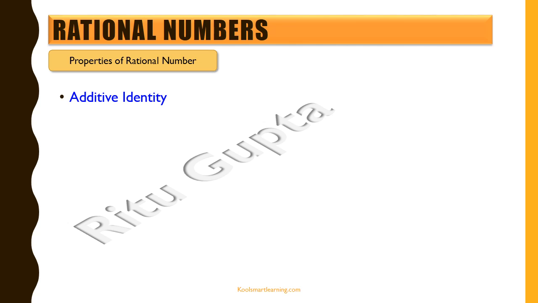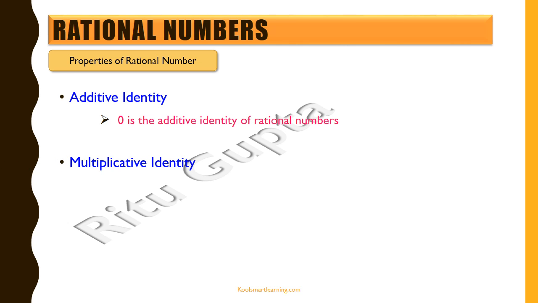Continuing with the properties of rational numbers, what is additive identity? 0 is the additive identity of rational numbers. Additive identity is any number which when added to a rational number does not change the rational number. So that clearly is 0. When you add 0 to any number, the number remains the same. So that is additive identity.